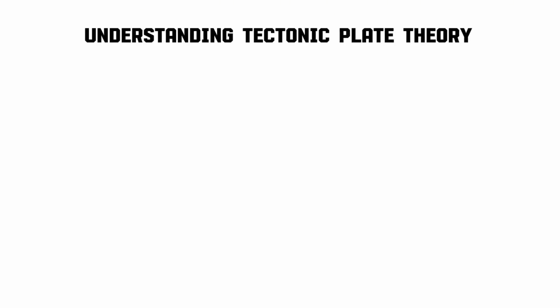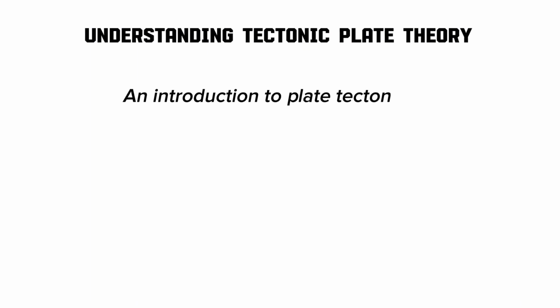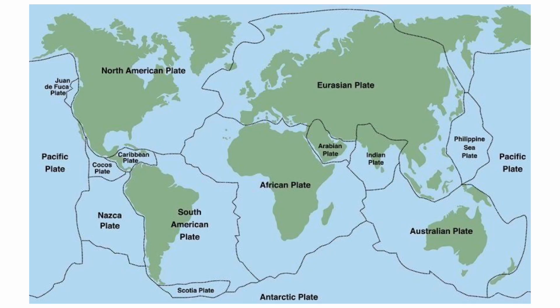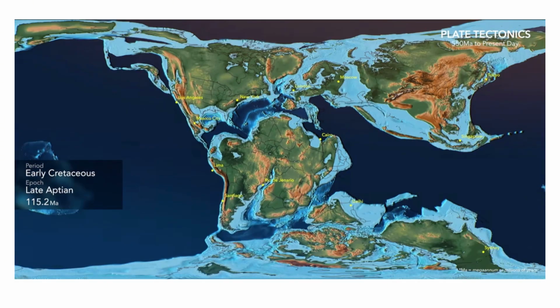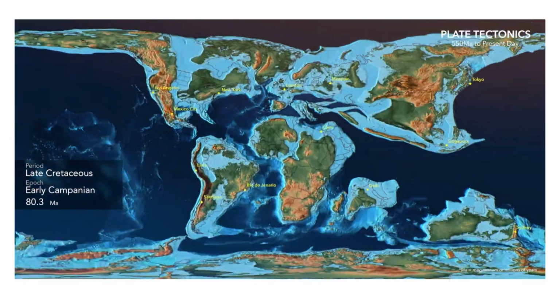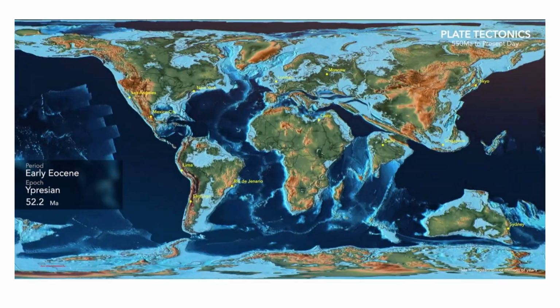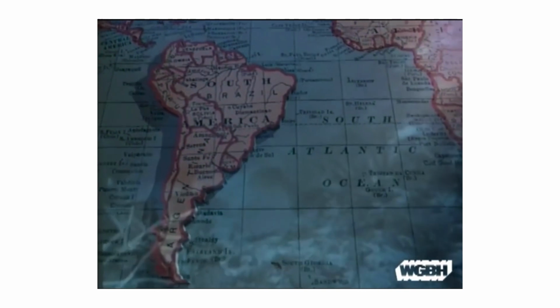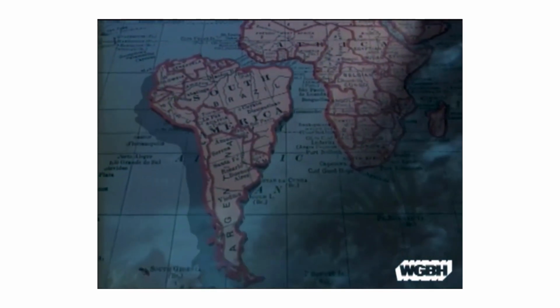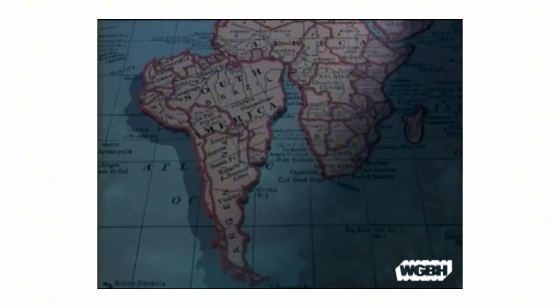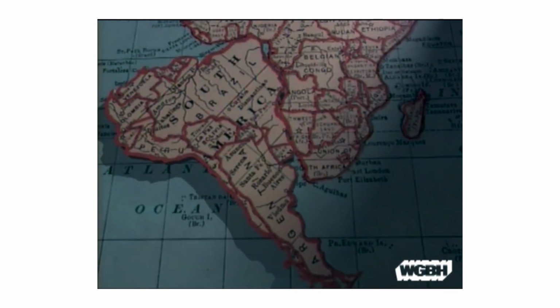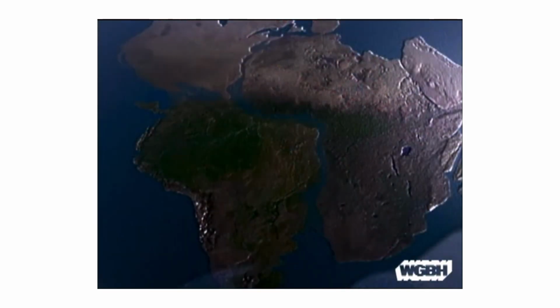Understanding tectonic plate theory. This is an introduction to plate tectonics. Tectonic plates, large slabs of rock that divide Earth's crust, move constantly to reshape the Earth's landscape. The system of ideas behind plate tectonics theory suggests that Earth's outer shell, called the lithosphere, is divided into several plates that glide over the Earth's rocky inner layer above the soft core, called the mantle.